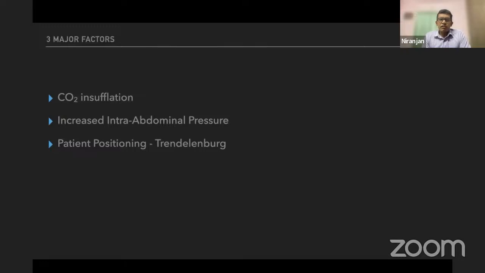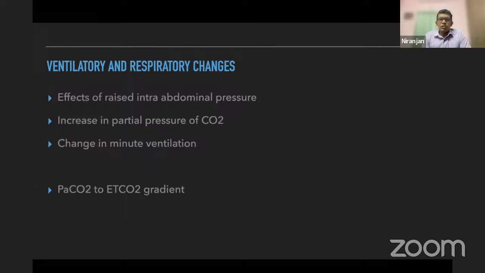So these three major factors, each alone and in conjunction with each other, cause profound changes in the physiology and therefore can lead to potential problems. So let's go into the altered physiological changes one by one. First, to start with, ventilation and respiration. The effects of raised intra-abdominal pressure: the ideal intra-abdominal pressure should be between 12 to 15 millimeters of mercury.